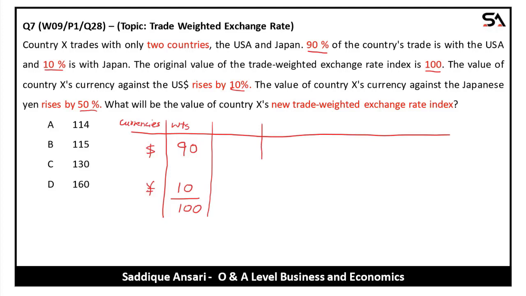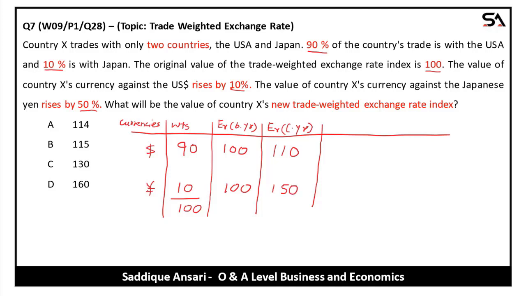In order to calculate index, we will find the exchange rate of the currency in base year. So let's assume these values as 100. Now exchange rate in current year. So exchange rate of the currency against the US dollar rises by 10%. So let's increase it by 10%, it will become 110. And the value of country X's currency against Japanese yen rises by 50%. So let's increase it by 50% and it will become 150.